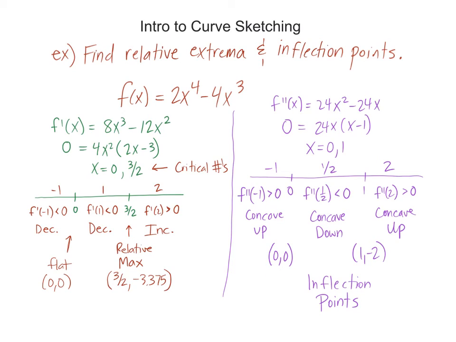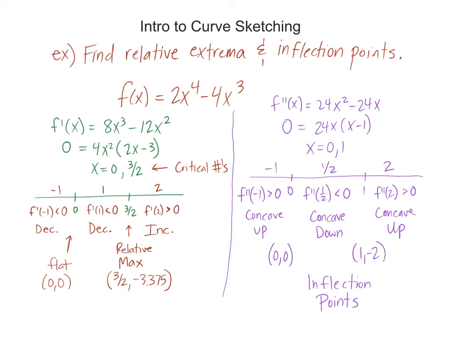The second 0 comes from plugging the first 0 into the original. That's what causes the confusion. Here I'm plugging into the second derivative, but to find this y value I'm plugging into the original. When I plug in my second possibility, the result's -2, so there's my other inflection point.